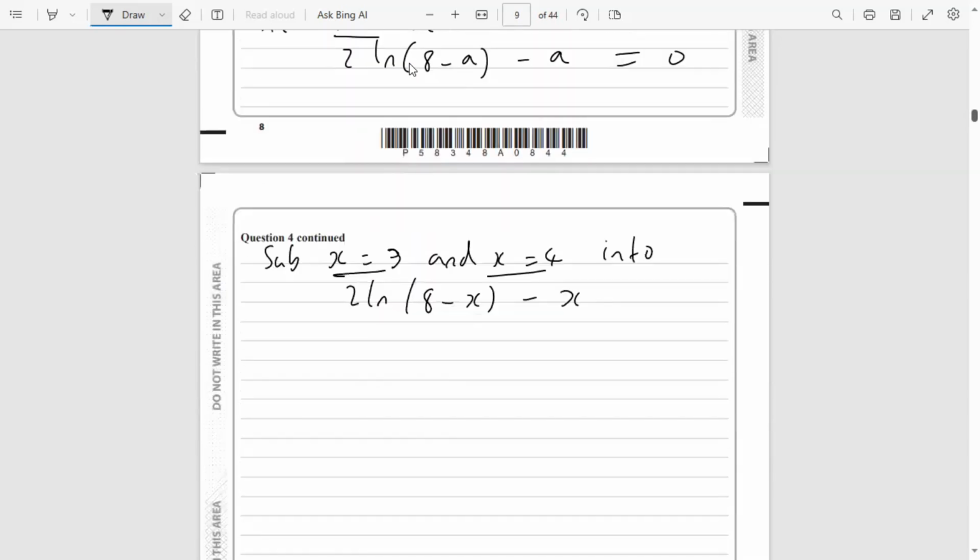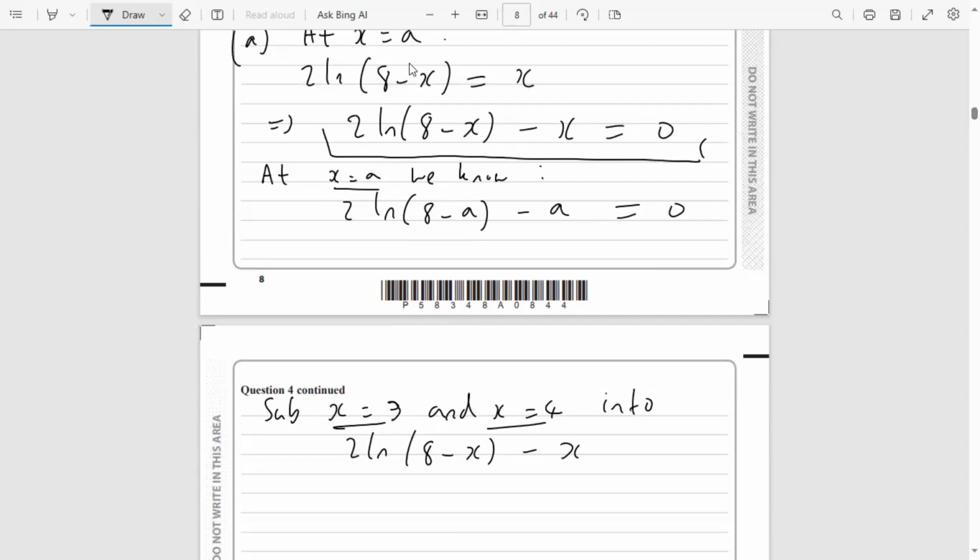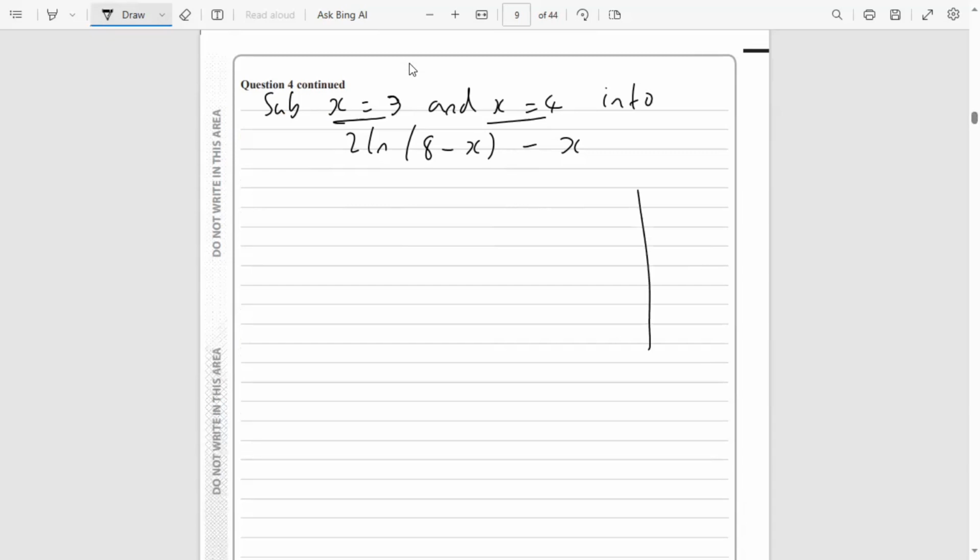We know that because if we have a solution to this equation when x equals a, that means that when we plug in a, we get 0, of course. So if we plug in two numbers either side of a, in this case 3 and 4, we're going to get different signs: a negative number and a positive number. The reason for that is, if we think about a graph, let's say we sketch the graph y equals 2 ln(8 minus x) minus x. I'm going to write this again just to explain this properly.